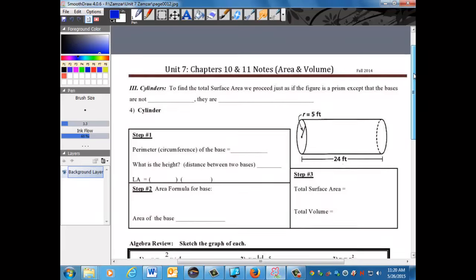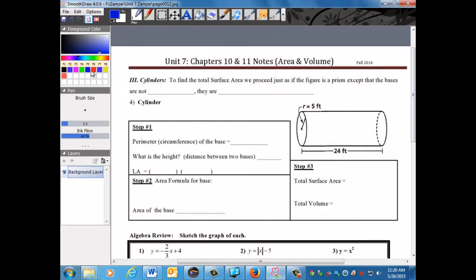Alright, we're to our last page of notes. We're now dealing with cylinders, and we will solve cylinders the same way that we solve prisms. So everything's the same except the bases are not polygons. Alright, the bases in a cylinder, as we can tell, are circles. But we still solve it the exact same way.